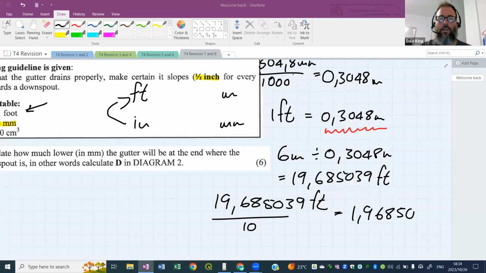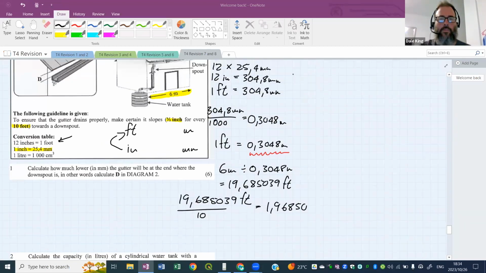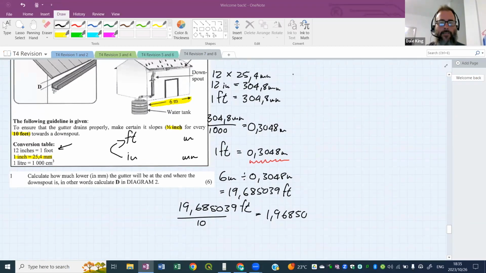All right, let me zoom out a little bit, then you can see most of the calculations. There we go. Okay, so I've got exactly about 1.97 of these 10 feet sections in my 6-meter gutter. And they say for every one of these 10-foot sections, you must go half an inch. Well, I almost have 2. So it could almost be a whole inch, but it's not going to be exactly a whole inch. It's going to be just short of a whole inch.